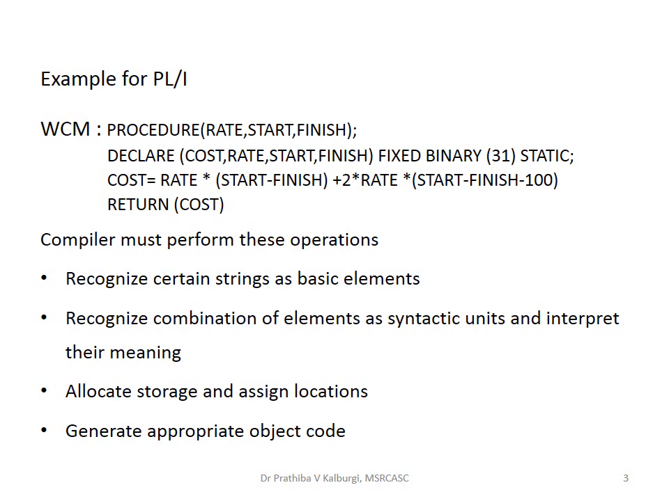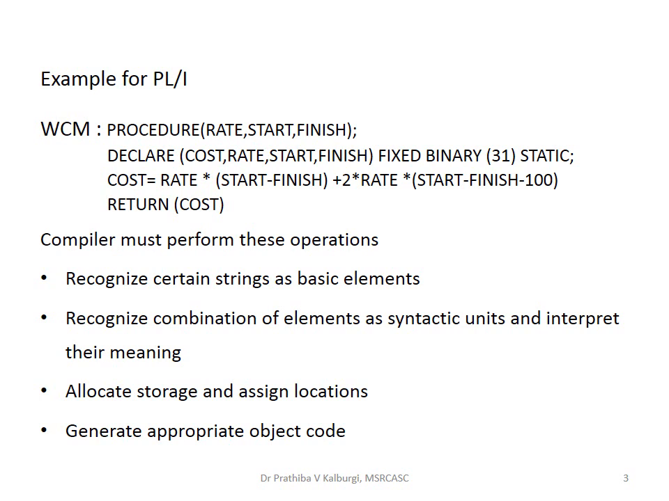Now what exactly will the compiler do in order to produce the machine language equivalent of the above program? First of all, it has to recognize the strings as basic elements. It will recognize cost as a variable, WC as a label or a symbol, and procedure as a keyword, and equal to is considered an operator. So these strings are considered basic elements.